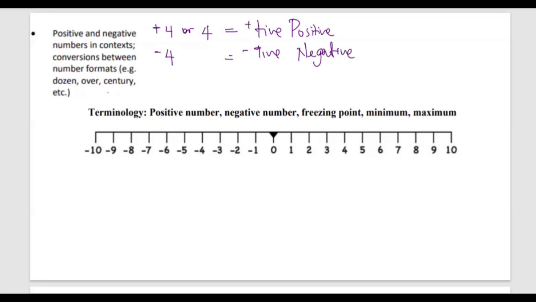What you have to know is that the bigger the negative, the smaller it becomes. For example, negative 40 is less than negative 5. So, in other words, negative 5 is greater than negative 40. All right.